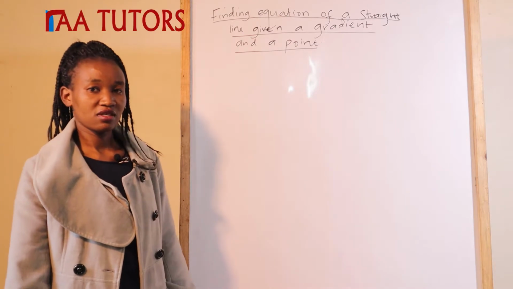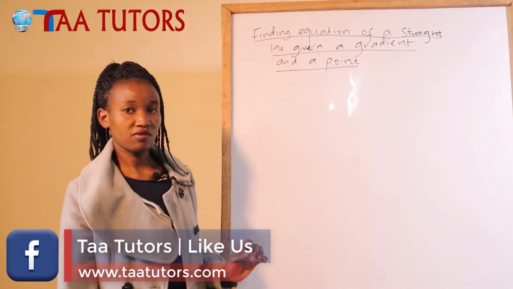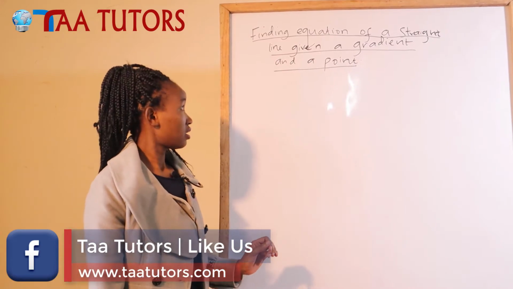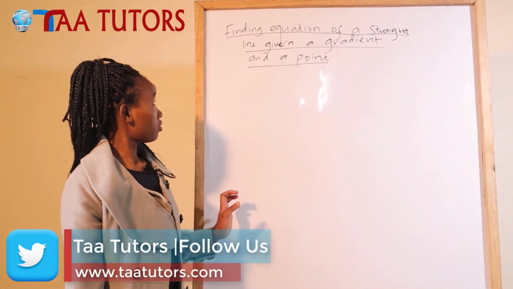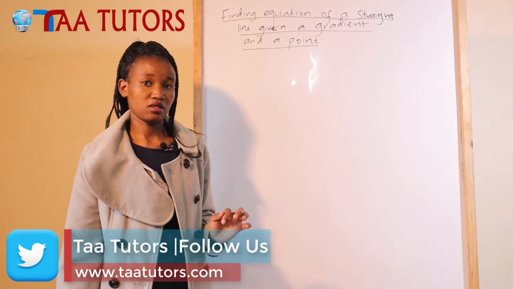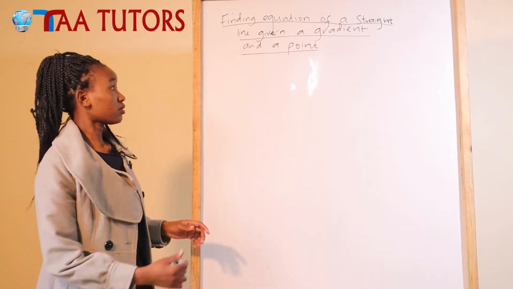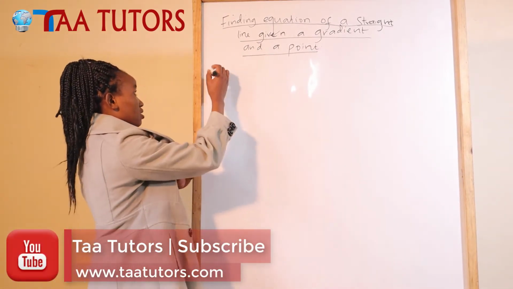Welcome viewers. Today we are looking at how we can find the equation of a straight line given a point and the gradient. In the last lesson you looked at how you can find the equation of a straight line when you're given two points. So today we are finding the equation of straight lines when you're given a gradient and a point.